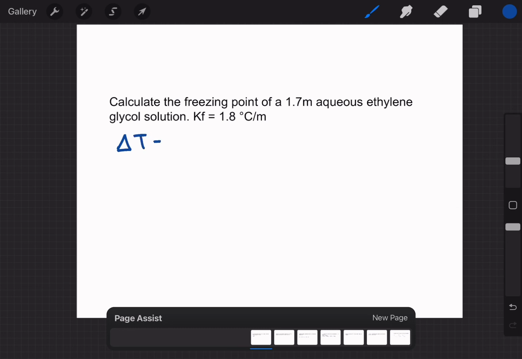Today we'll be finding the freezing point of ethylene glycol solution, right? So you're going to be using the freezing point depression formula, ΔT = i·Kf·m. Take this time to now try to answer this question on your own.